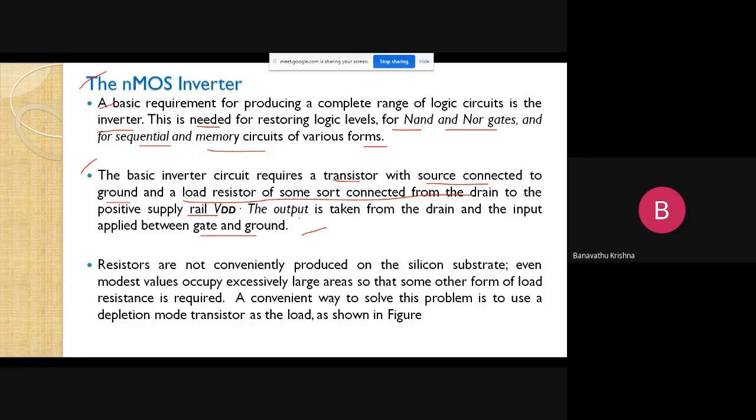So instead of a load resistor, we can use another device, that is the depletion mode transistor. Resistors produced on a silicon substrate, even at modest values, occupy an excessively large area, so some other form of load resistance is required. A convenient way to solve this problem is to use a depletion mode transistor as the load.